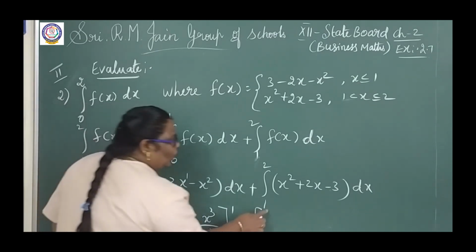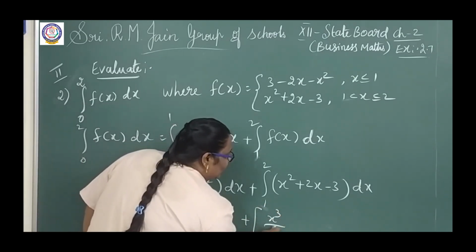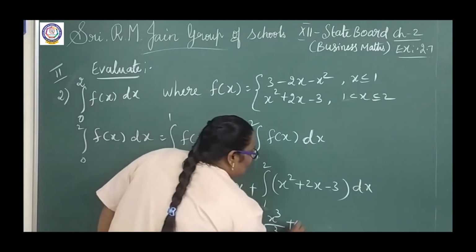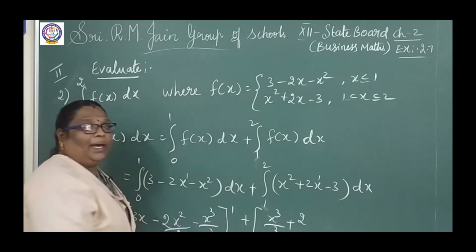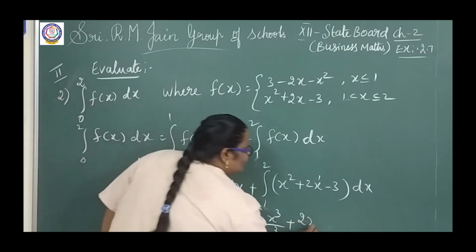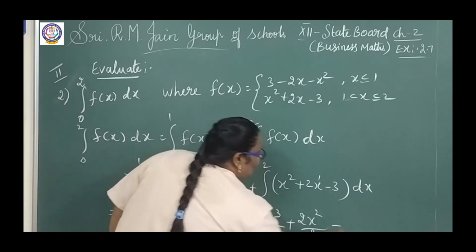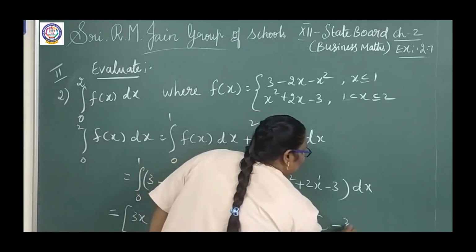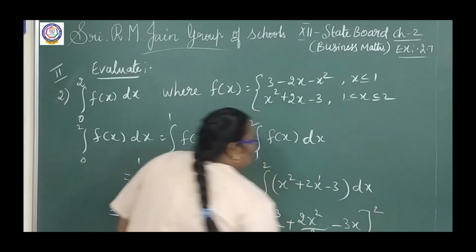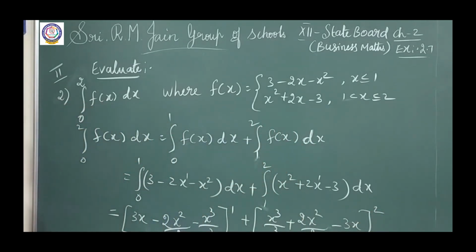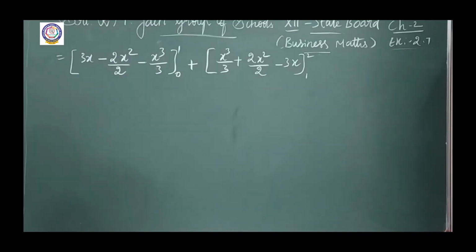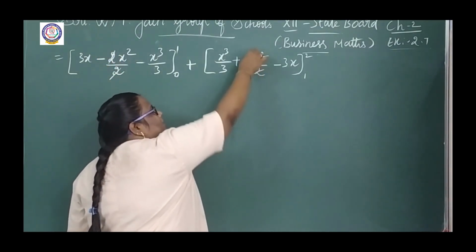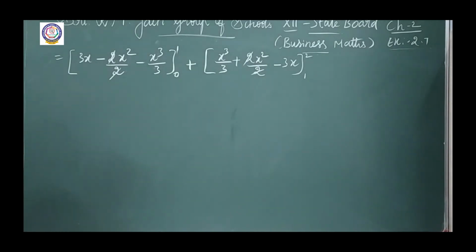Plus, the same way you can proceed in this also. Integral of x square is x cube by 3, plus 2 power 1, x square by 2, minus 3 is a constant, you can take it out. Integral dx is nothing but x. What is the limit? 1 to 2 is the limit. See here, 2 gets cancelled, here also you can cancel 2. So, you can substitute the value for the upper limit.